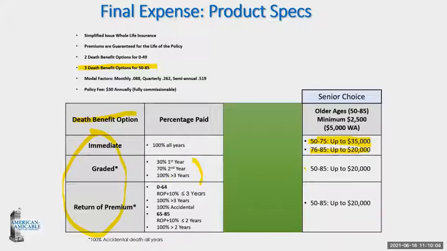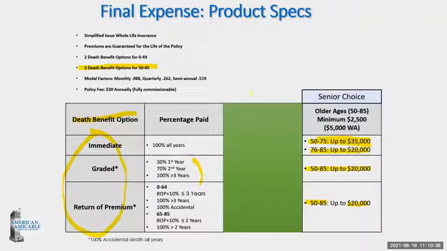And you can see here, they only have the graded and return of premium for the older ages on here. And you can see the maximum amount is $20,000 on this if they're graded, and also $20,000 if they're in the third level, which is the return of premium plus 10%. So again, they have the immediate 100% from day 1, graded benefit where they get a percentage of the death benefit, which is a lot more than if they qualify for the return of premium plan, which is just the ROP plus 10% for the first 3 years.